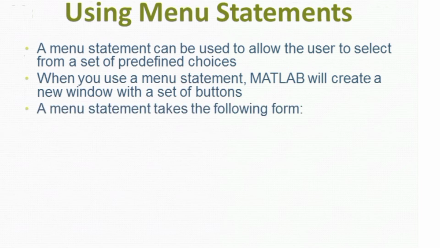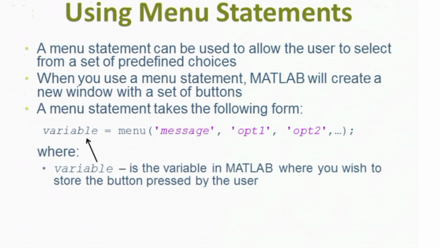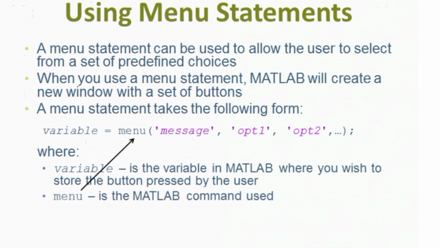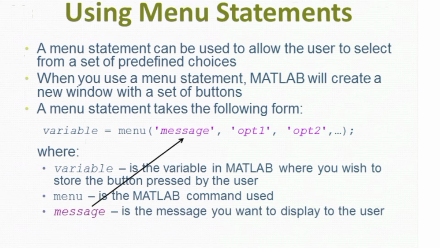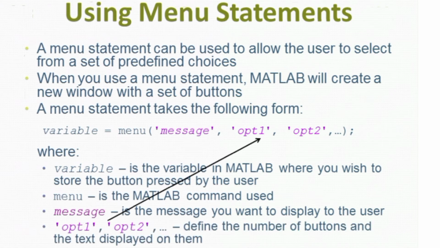Okay, so the menu statement takes the following form. Again, it looks kind of similar to the input statement, where we have a variable which defines where a value is going to be stored based on what the user selects. Our keyword is now menu instead of input. We still have a message that we're going to display to the user to prompt them for what they're supposed to do. But now we have a list of options, and these are the names for the different buttons that are going to be displayed to the user.